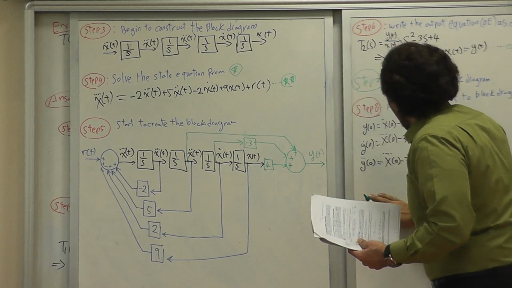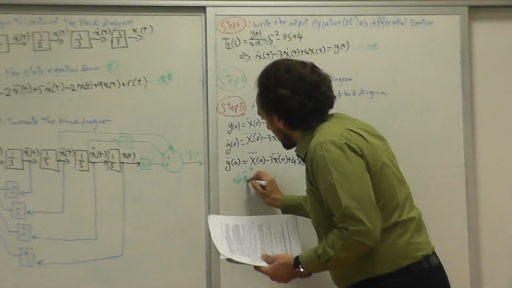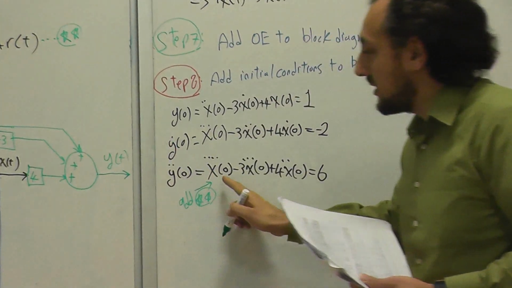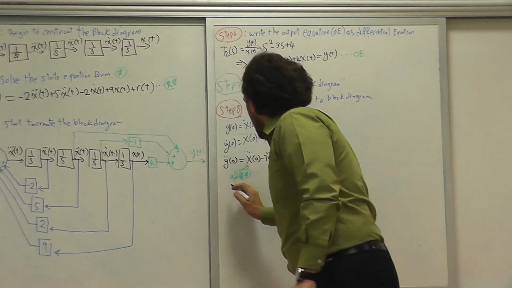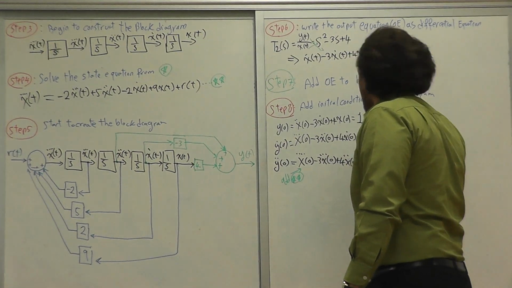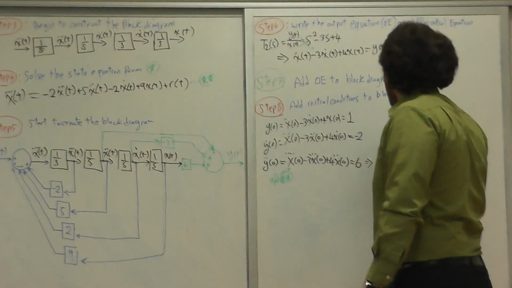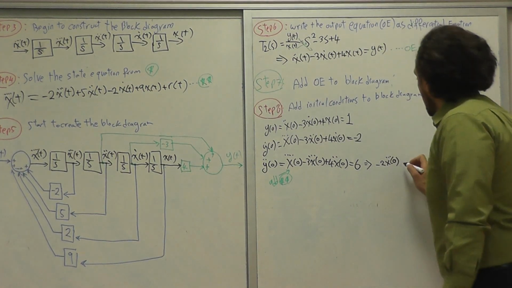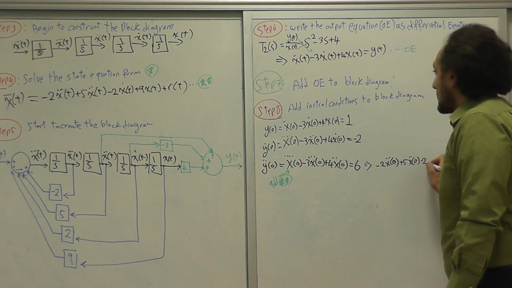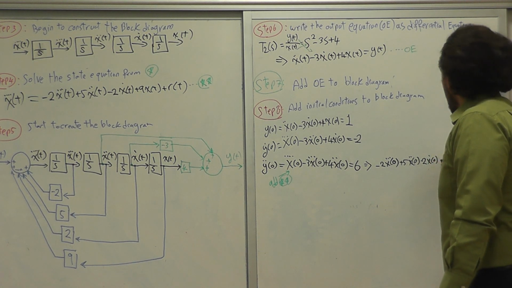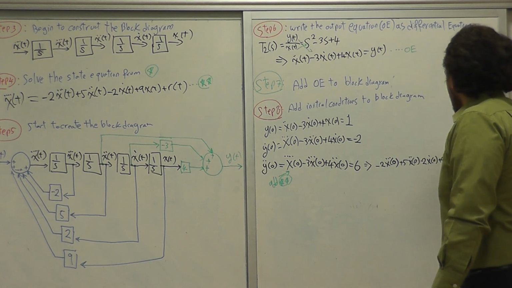So I will add 2 star here. We can add it. Let me just write it. It will be minus 2 x3 dot 0 plus 5 x2 dot 0 minus 2 x dot 0 plus 9 x 0 plus r 0.